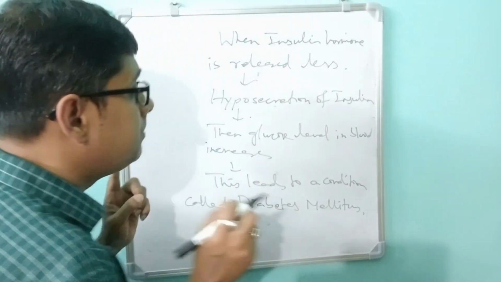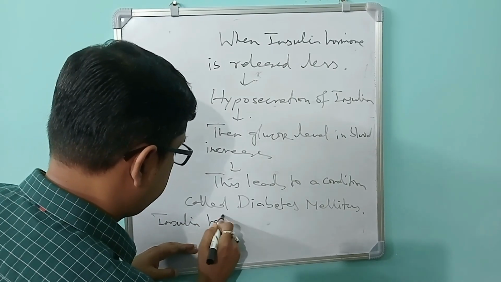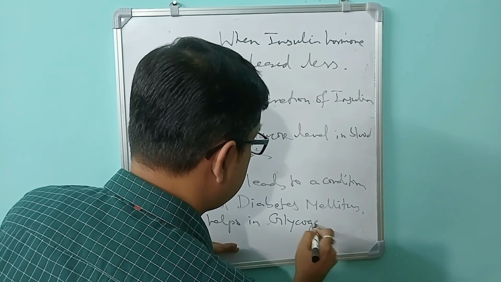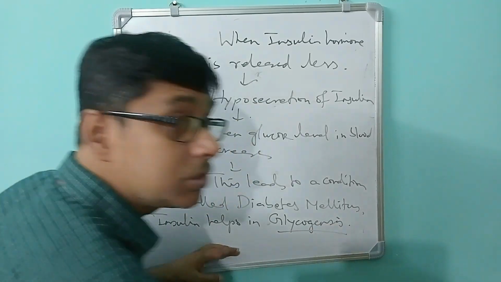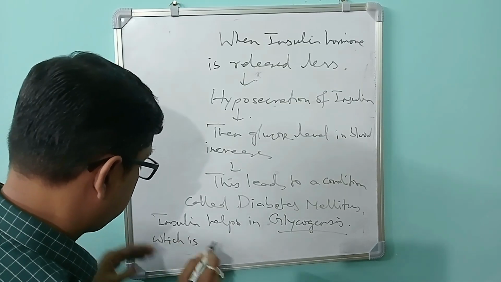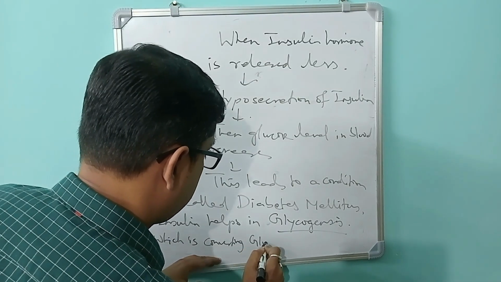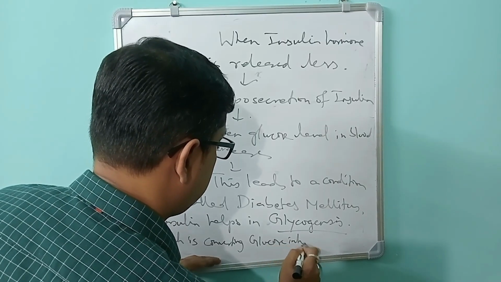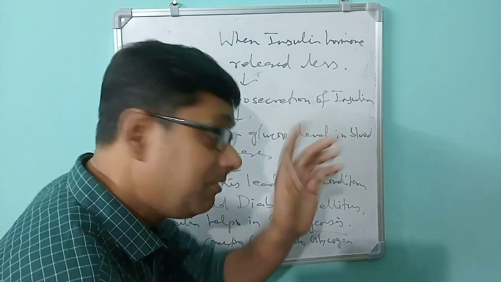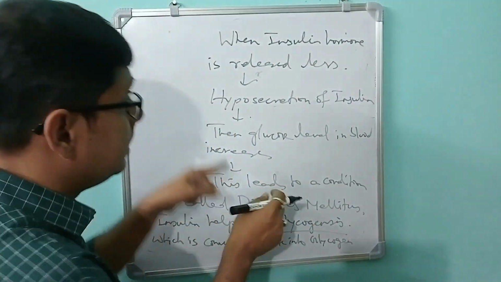So what does insulin basically do? Insulin helps in glycogenesis. These types of questions come. What is glycogenesis? Converting glucose into glycogen and storing this glycogen in the liver and muscles of our body. Clear? Glycogenesis. Clear?